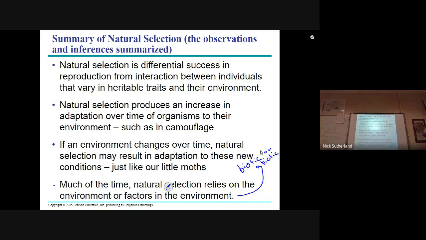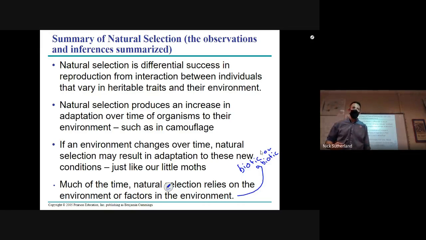What do those terms mean? Look first at the word biotic. What does biotic mean? Life, right? So biotic factors are things in the environment that are living.